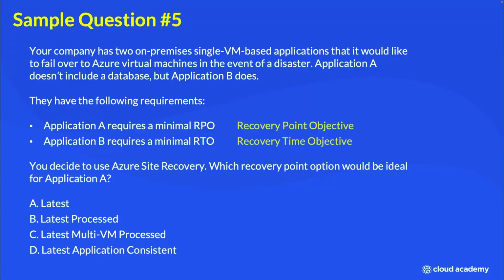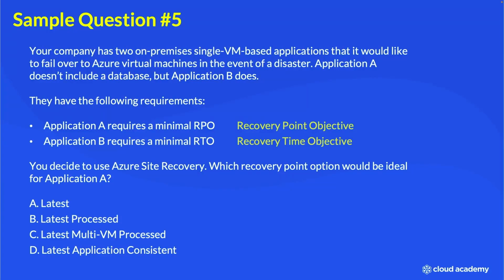This is an important consideration. And sometimes you can get away with recovering backups from a previous time, and sometimes you really need the absolute latest backup. So when it says application A requires a minimal RPO, what they mean is it needs to be as close to the present time as possible.